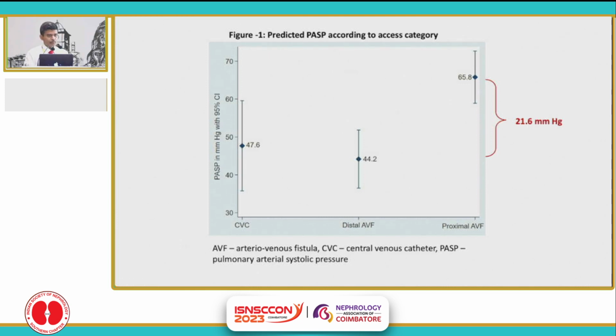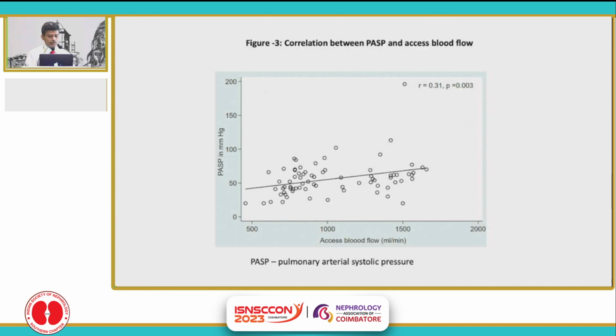Firstly, proximal fistulas were associated with a higher blood flow. Secondly, patients with proximal fistula had a higher pulmonary arterial systolic pressure. So we wanted to see whether there was a correlation between the access blood flow and pulmonary arterial systolic pressure itself. There was a positive correlation with the R value of 0.31.